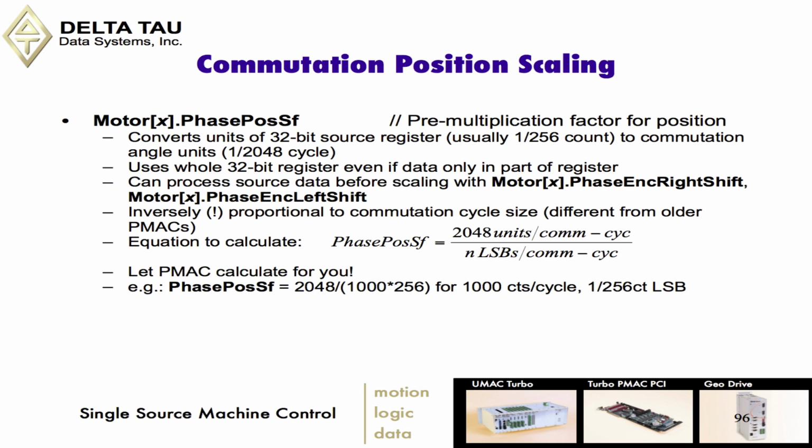We can process the source data before scaling with PhaseEncRightShift and PhaseEncLeftShift. And this would be the typical calculation that you would do to determine the phase position scale factor: 2048 units of the commutation cycle, over n number of least significant bits in the commutation cycle. That ratio would be the typical phase position scale factor.